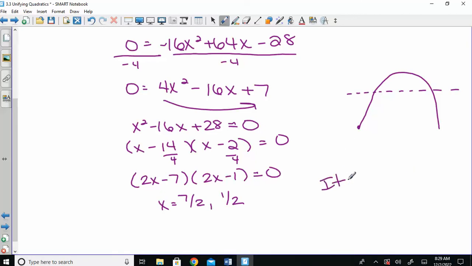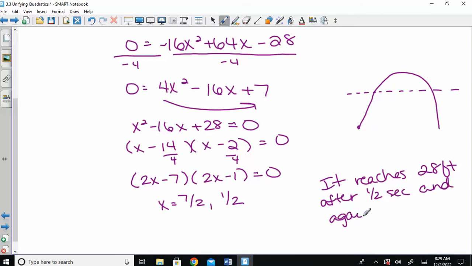If you do a bouncy ball, you could hit it more than 2 times. So after 1/2 seconds, and again after 7/2 seconds, or after 0.5 and 3.5 seconds, if you want to do that. All right, any questions there?